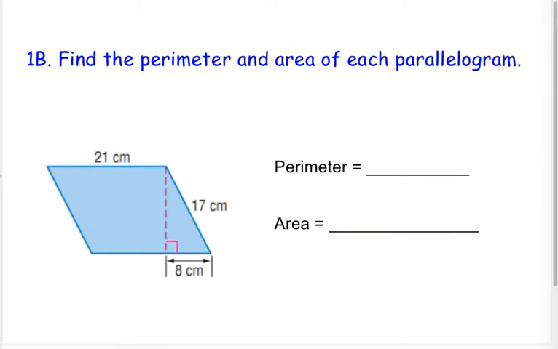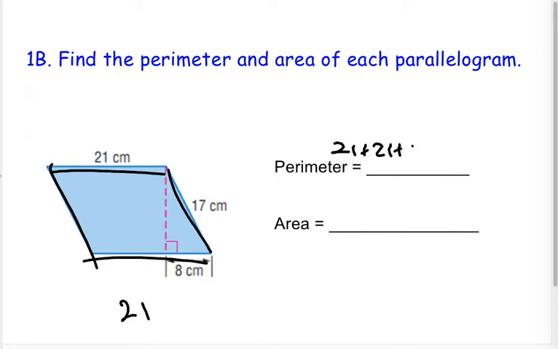So perimeter and area here. If this whole thing down here is going to be 21, then we have 21, 17, 17. Add all those up. 21, 21 is 42, 17, 17, 34. So together that's going to be 76 centimeters. Area is going to be 21.